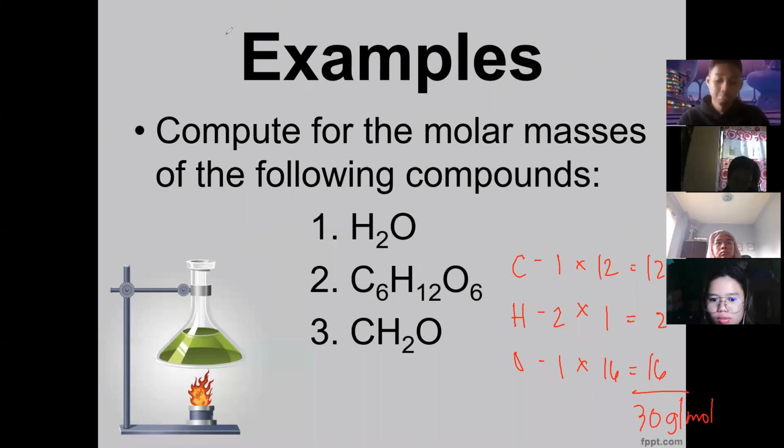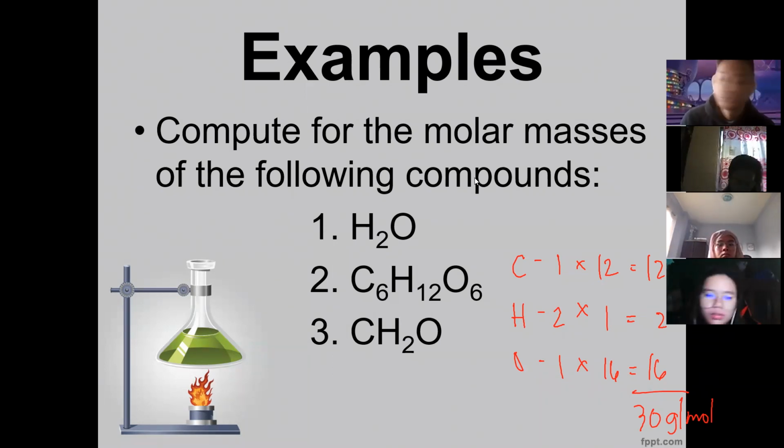So, I hope next time, if you are asked to solve for the molar mass or the molecular weight, you know what to do. Okay, again, i-summarize ko lang. Identify first the elements present in the compound, and then identify the number of atoms for each element and then multiply each of them to their respective atomic weights. But let us round up the atomic weights to the nearest whole number. And then the product for each element will be added. Yun yung magiging molar mass ng ating compound. Okay, so that's the first one.